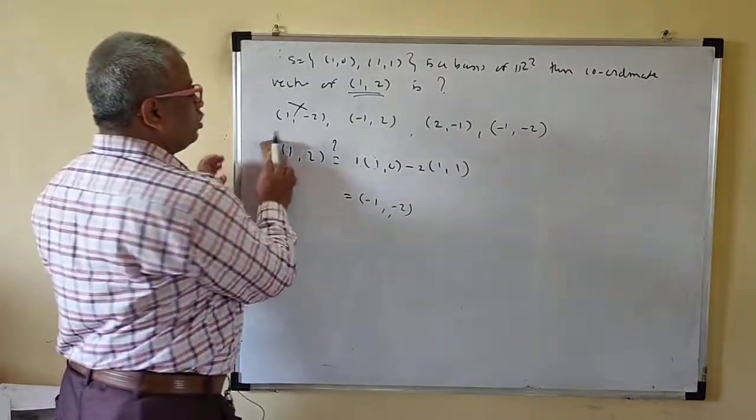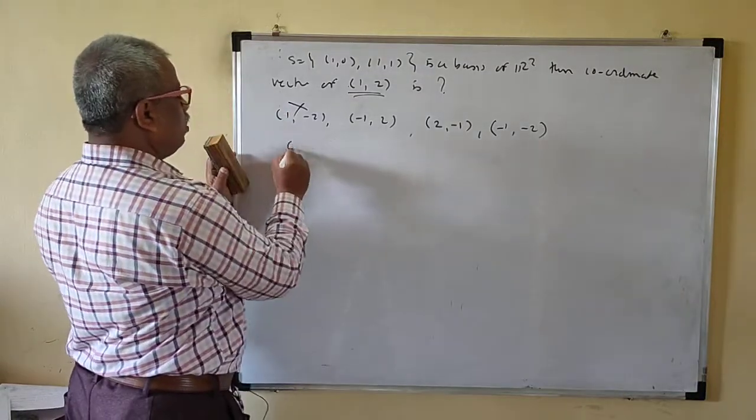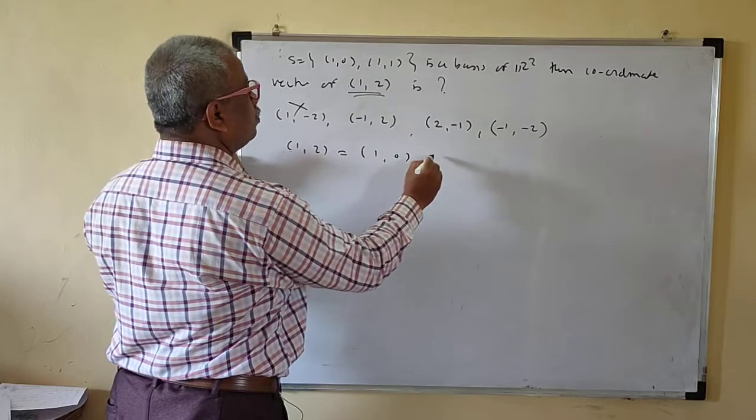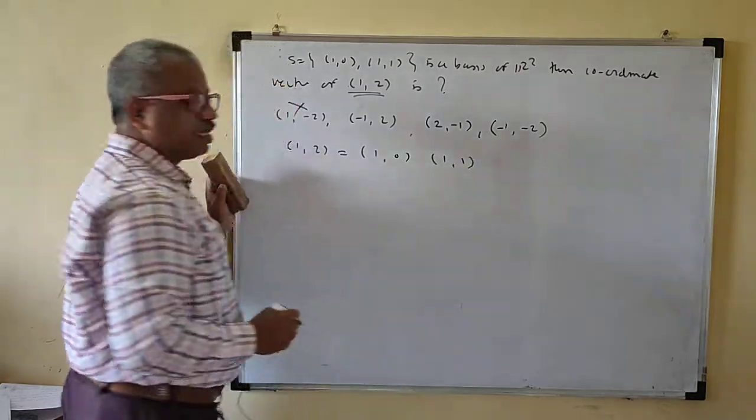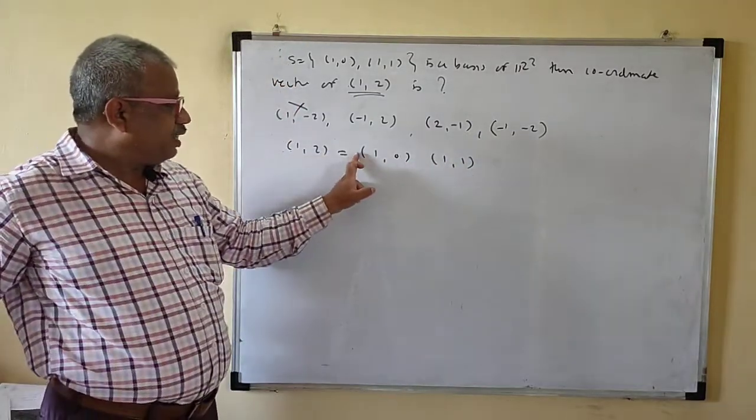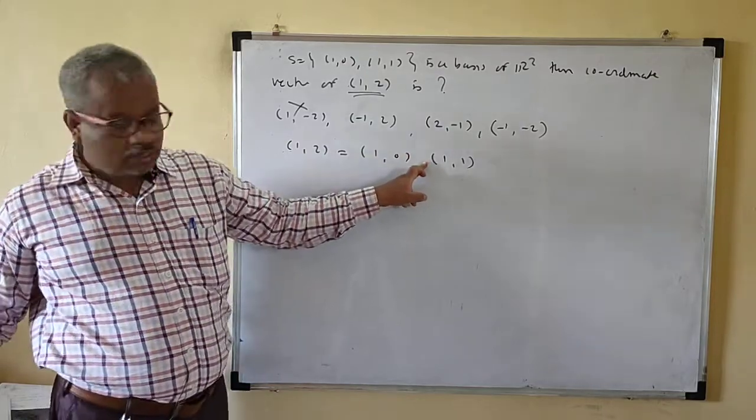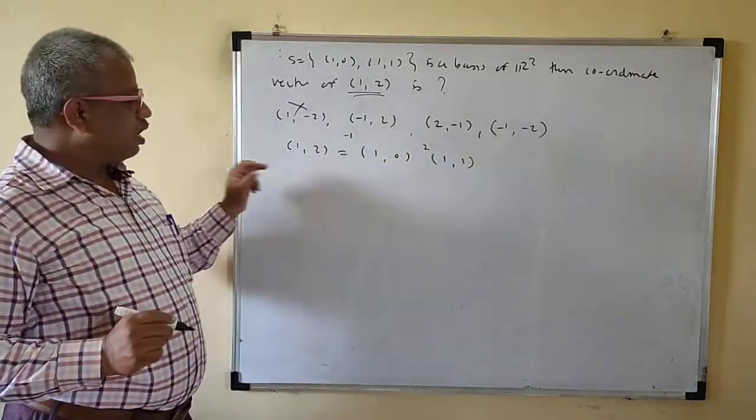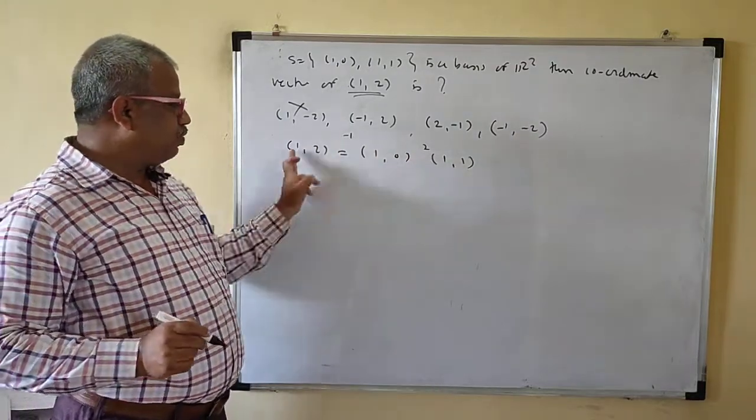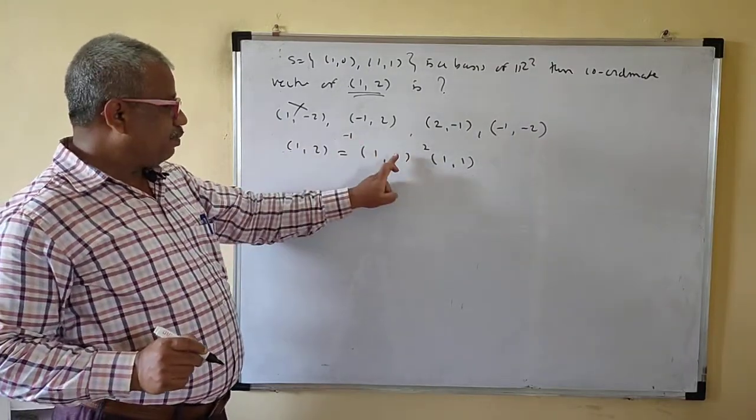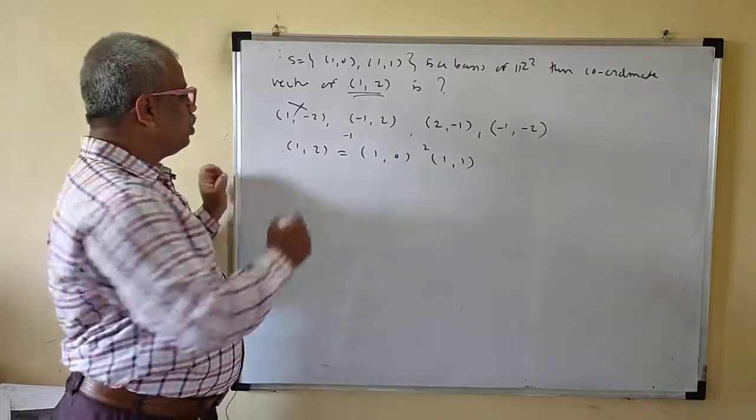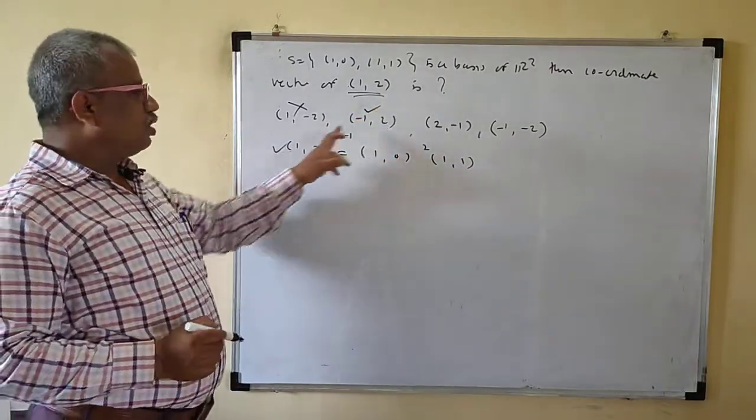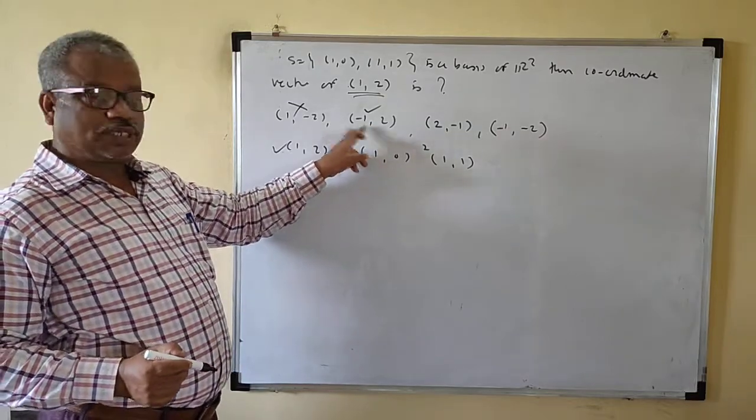Okay. Next, what do you have to do? (1, 2) is fixed now. These vectors, (1, 0) and (1, 1), are fixed. We'll write here minus 1 and here 2. Okay, so minus 1 plus 2 is 1. Okay, this is correct. Then minus 1 plus 2 gives 0 and this is 2. This vector works. So now this is your correct option.